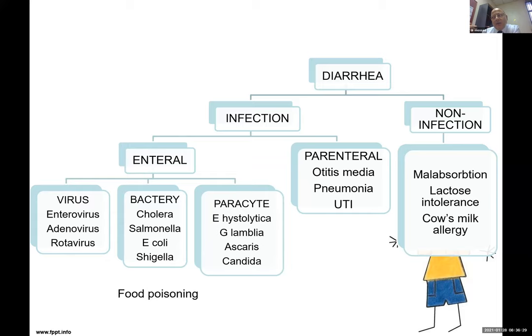Pneumonia can also cause abdominal pain and vomiting because it can irritate the diaphragm. Also, the same condition with otitis media can cause vomiting, fever, and sometimes diarrhea. UTI in small children may present with vomiting and loose stool. So now we understand what the infection is.